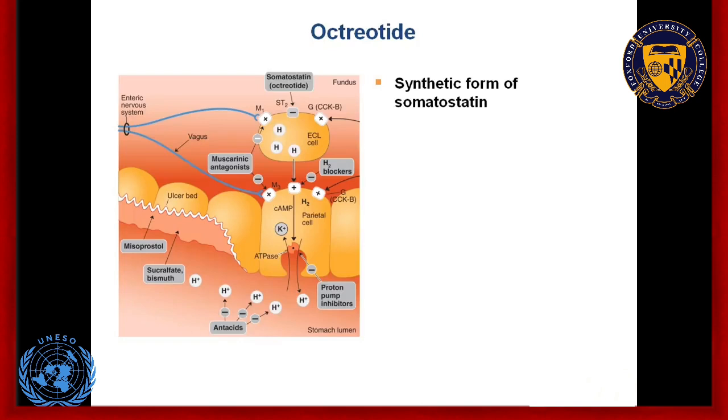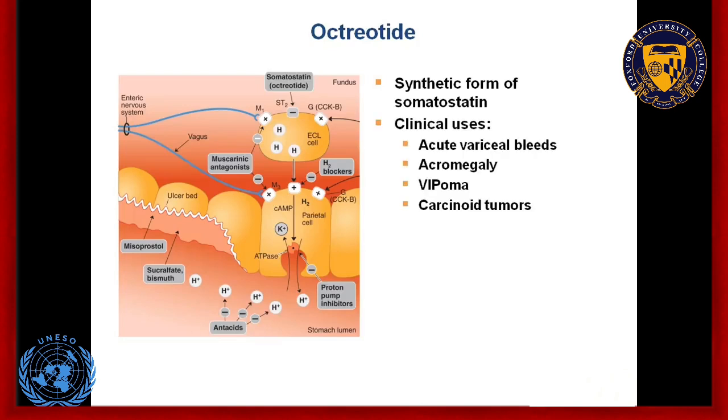Octreotide also reduces secretion of intestinal secretions, causes vasoconstriction of blood vessels, and reduces portal vessel pressures in bleeding varices. From these effects, it can thus be determined that it's used to treat acute variceal bleeds, acromegaly, VIPoma, and carcinoid tumors. Again, it's important to remember its side effects. Side effects are nausea, hypothyroidism, and GI reactions such as cramps and steatorrhea.